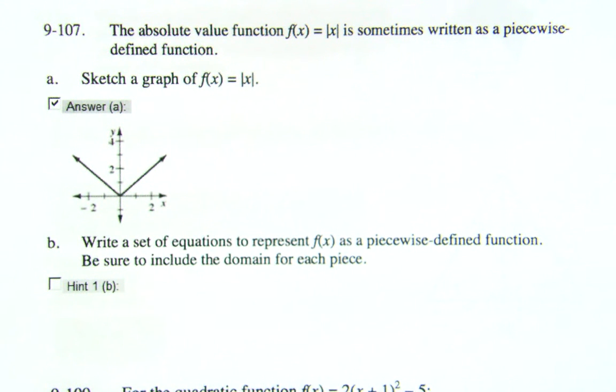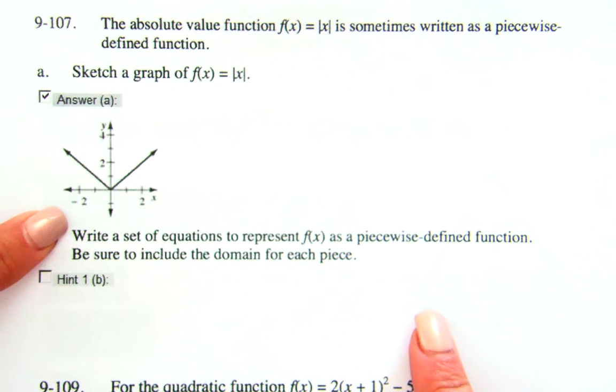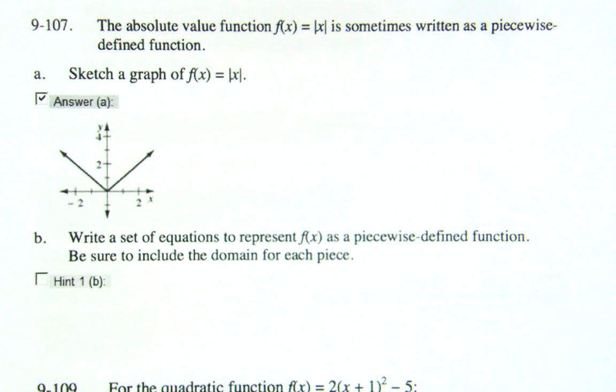So 107 is the absolute value function. f of x equals absolute value of x is sometimes written as a piecewise defined function. Sketch the graph of f of x equals, I'm sorry, absolute value of x. So there's the actual graph. The question is, write a set of equations to represent f of x as a piecewise defined function. Be sure to include the domain for each piece.